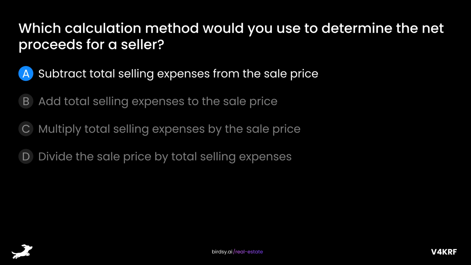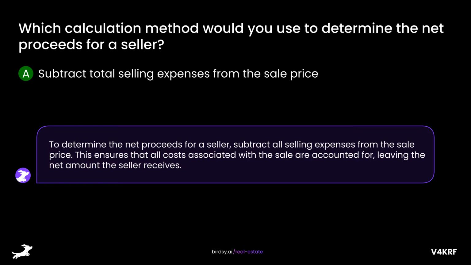Is it A. Subtract total selling expenses from the sale price? B. Add total selling expenses to the sale price? C. Multiply total selling expenses by the sale price? Or D. Divide the sale price by total selling expenses? The answer is A. Subtract total selling expenses from the sale price. To determine the net proceeds for a seller, subtract all selling expenses from the sale price. This ensures that all costs associated with the sale are accounted for, leaving the net amount the seller receives.